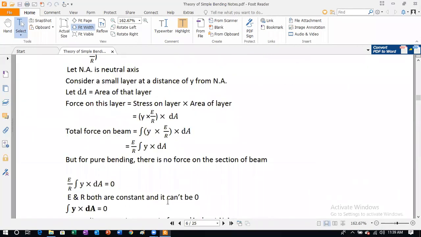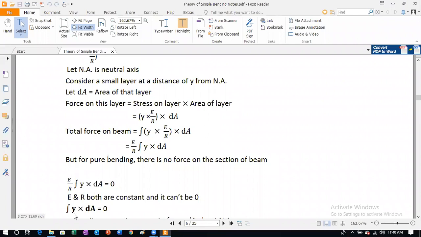Now we know, as we have discussed in our previous class, that for pure bending there is no force on the section of the beam. So if there is no force on the section of the beam, then the force will finally be equal to 0. Making it 0, E upon R integration of y multiplied by dA will equal 0.